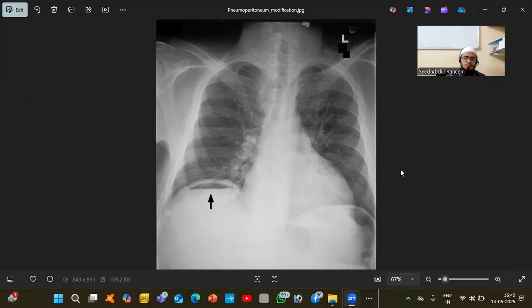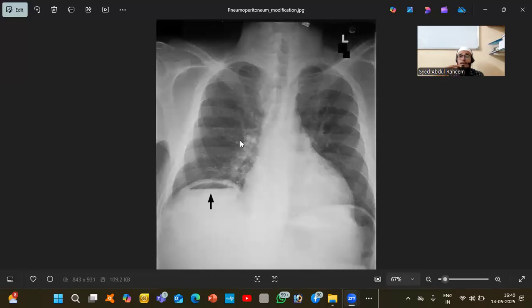So first is X-ray. It is a chest erect abdomen X-ray. What is called erect chest X-ray? Whenever a person has an abdominal cavity injury, an accident, or traumatic injury, we have to advise an erect chest X-ray, because there are chances of abdominal cavity injury.